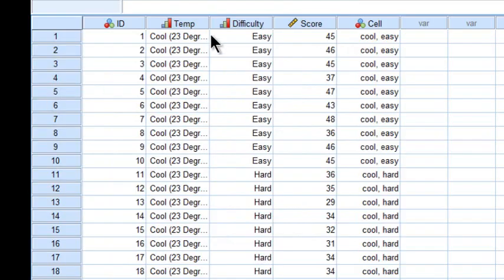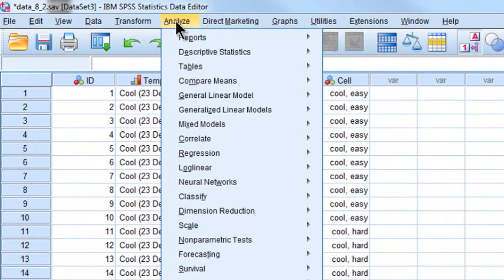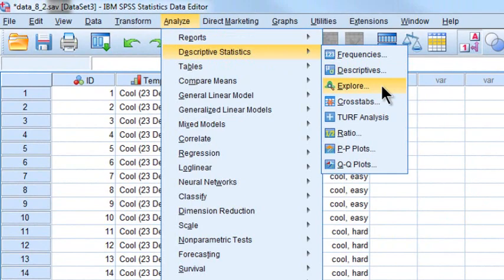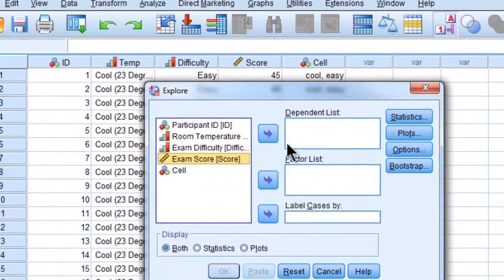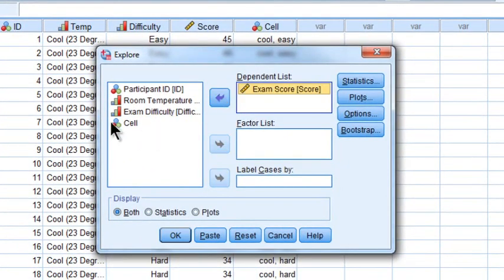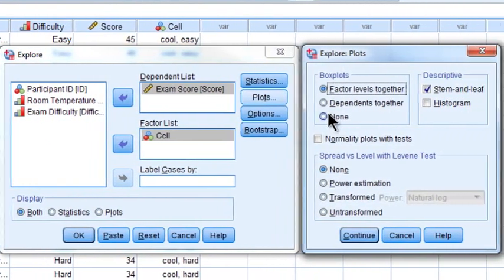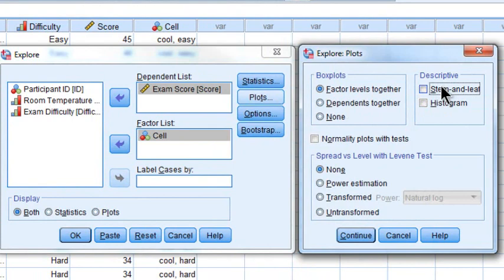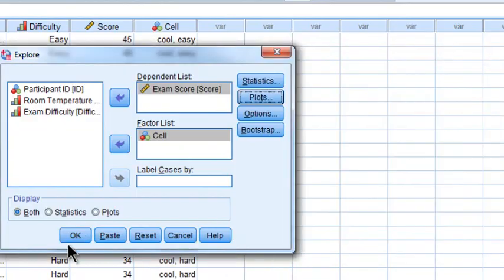So there we go. Now if the temperature is cool and the difficulty is easy, the cell variable says cool and easy, just to make it a little bit easier when I actually analyze these things. So analyze, explore, exam score is my dependent variable, and I'm going to use cell in my factor list. I'm going to not look at the stem and leaf plots, but I am going to look at normality plots.